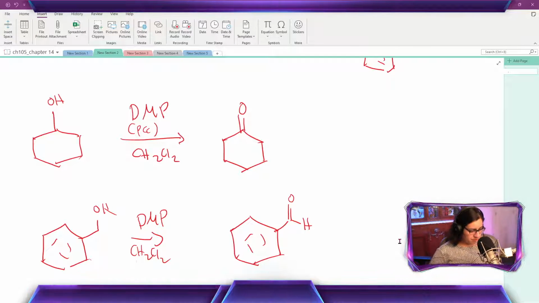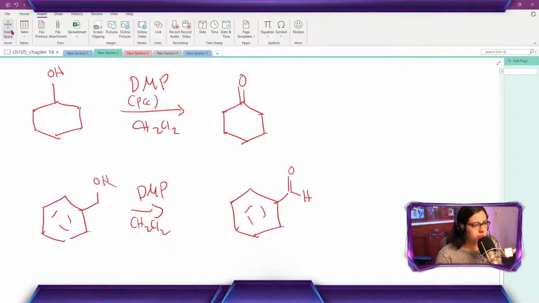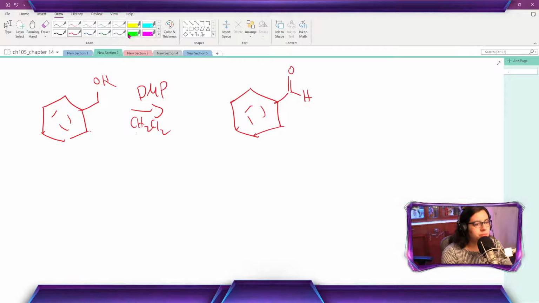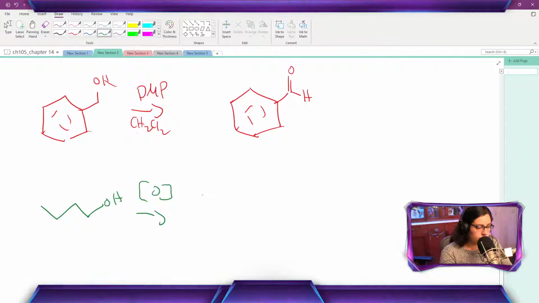Let's do some more in your textbook, just so we're all clear on this, since there are different conditions and everything. So let's just look at this simple 1-butanol. This is from your textbook. 1, 2, 3, 4. So butanol. And this is just general oxidative conditions.